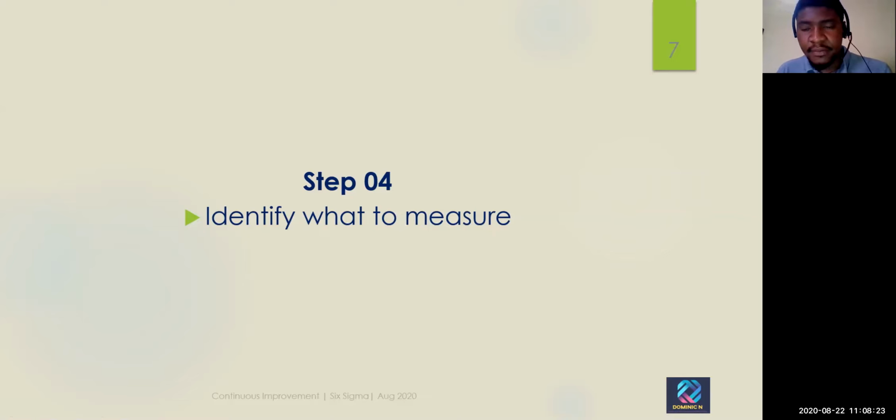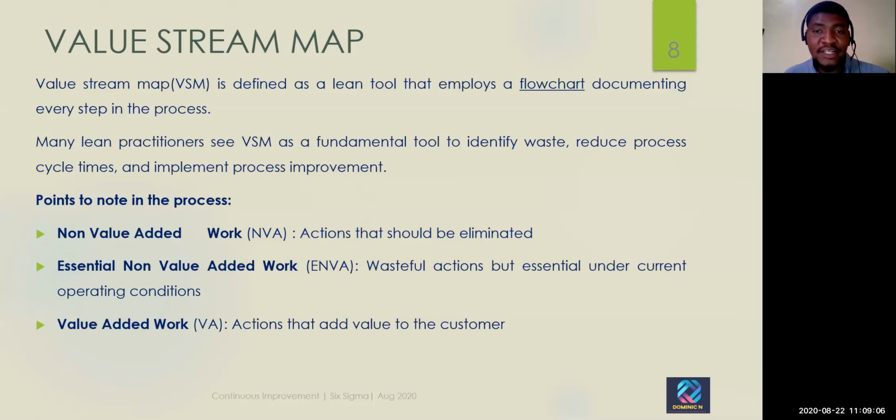So what are the things that we need to consider when drawing a value stream map? You need to understand what your non-value added work is. These are the actions that should be eliminated, things that don't add value to your process. Those are the things that we call the waste. So what is essential non-value added work? Those are wasteful actions, but they're essential. You don't have an option because of the current operating conditions that you have. So they are also waste. They waste time, but you don't have an option. So they are there, but you need to put a system in place to eliminate them.